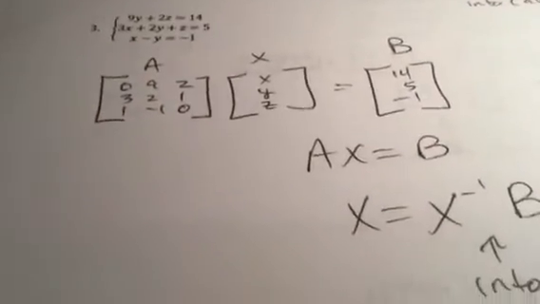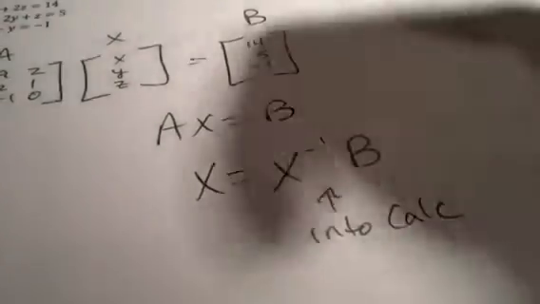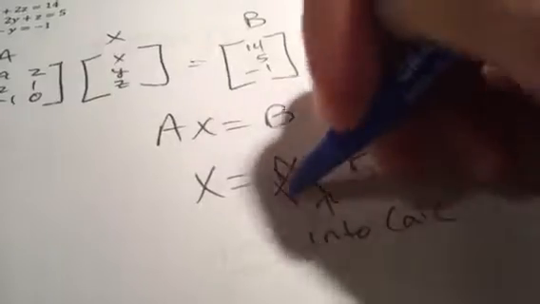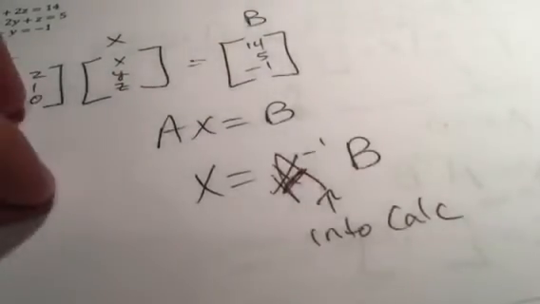Again, pause this whenever you need to. And number 3, you've got to make the matrices, and then it's just, nope, A inverse B right here. X equals A inverse B. That's page 19. All right.